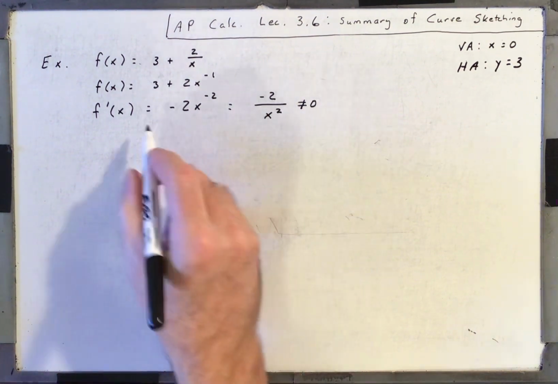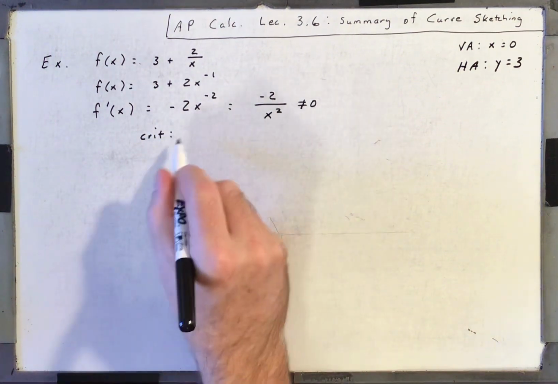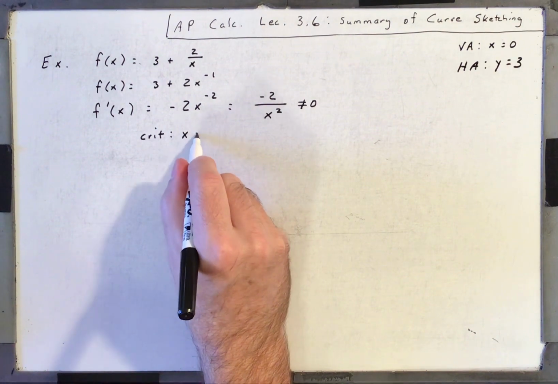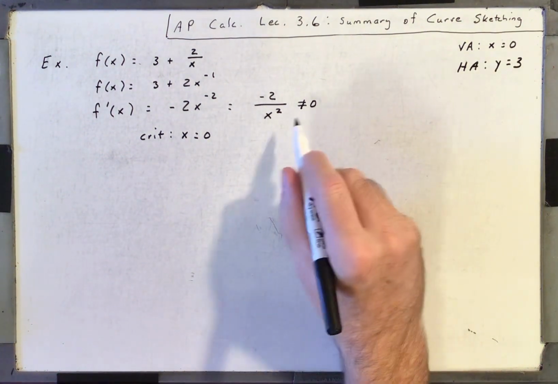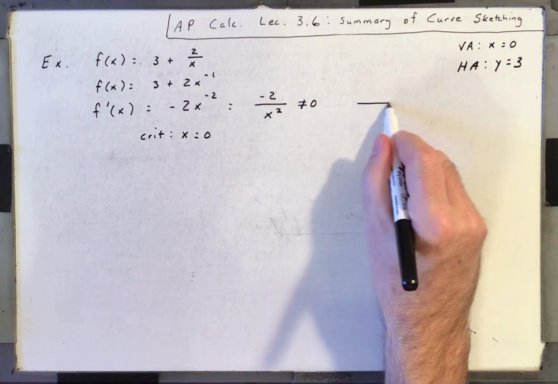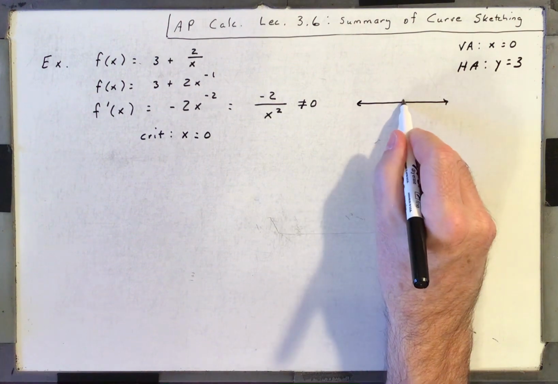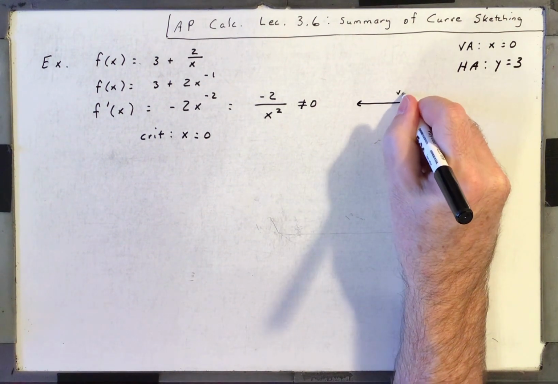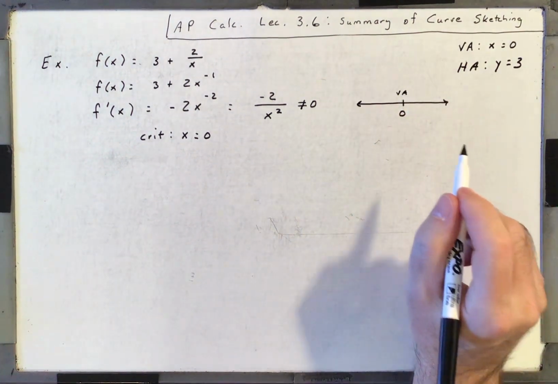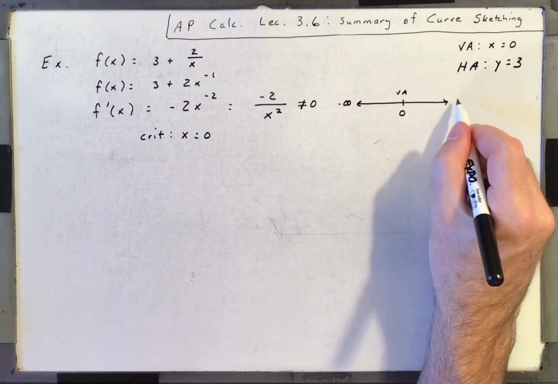Okay, however, you do have a critical point where the function is undefined, and that's going to be at x equals 0. So we know we had an asymptote at x equals 0, vertical asymptote. So I'm going to put our critical point here. I like to, when there's an asymptote there, just put VA right there. You don't have to, but that's good information.